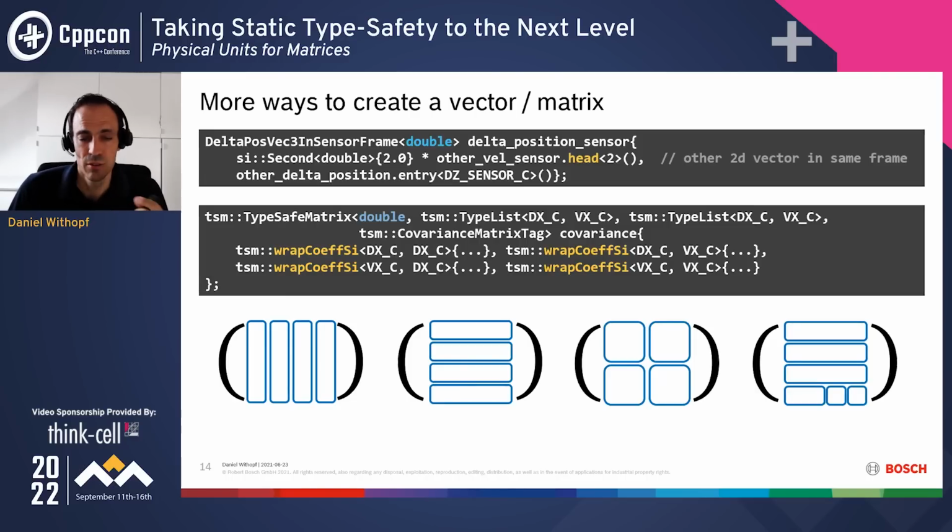Now, in addition to these simple examples here, there are also more complex ways how we can construct a matrix. For example, we can construct it from 4 columns. We can construct it from 4 rows. We can construct it from 4 individual blocks, or we can construct it from 3 rows and 3 smaller blocks for the last row. All of this is possible.